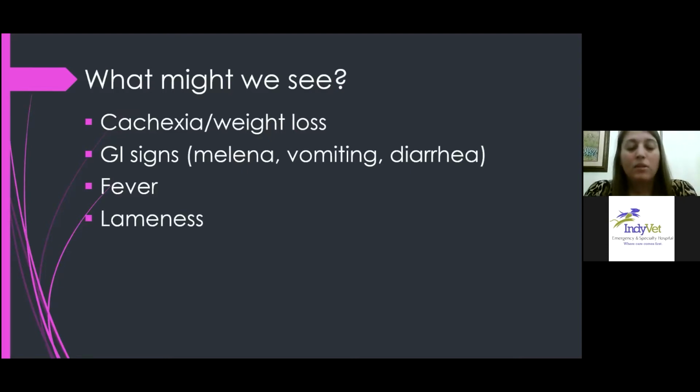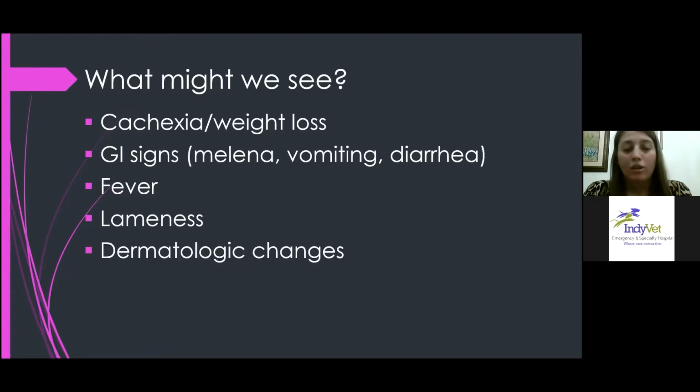Lameness can occur with any cancer affecting the limb, the most obvious one being osteosarcoma, but tumors affecting the nerves that affect the legs can also cause lameness, such as a peripheral nerve sheath tumor. A pulmonary tumor can also cause changes in the long bones that can cause a lameness as well.